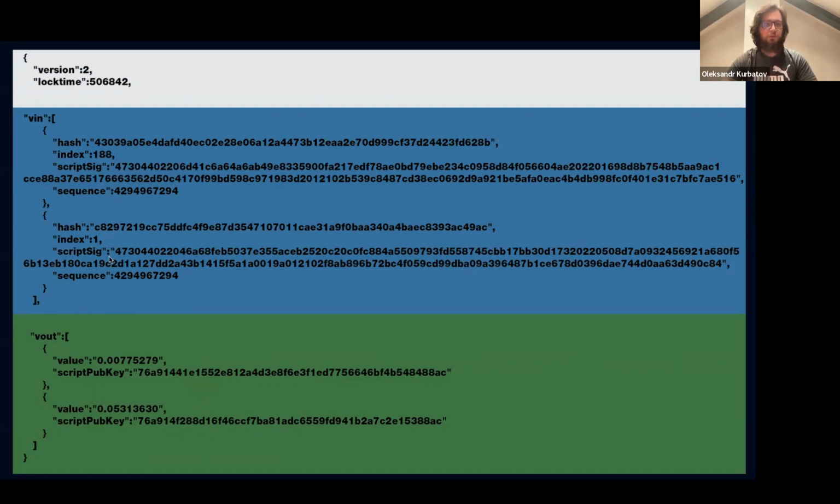And we can see the second input, it has the same structure as the first one: some hash value for the previous transaction, index of the output of the previous transaction, some script signature and sequence. The green field also consists of two outputs. The first one transfers 0.007, et cetera, Bitcoins to another account. And it defines that this money could be taken only by the user that has this address. And the second output sends the remaining Bitcoins to the owner of this account. That's it. So this is a real Bitcoin transaction, and this transaction is processed by the validators.